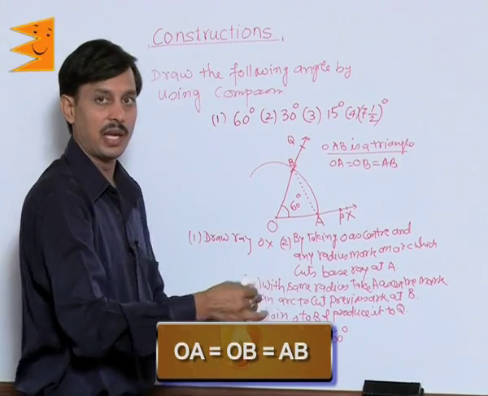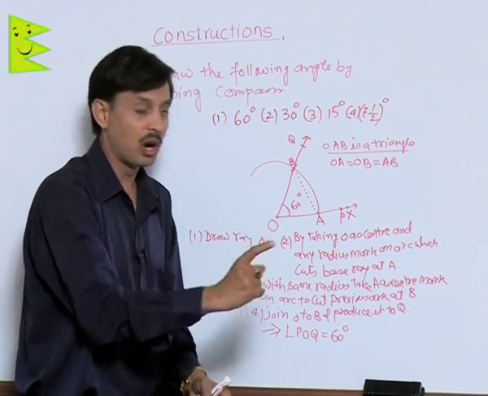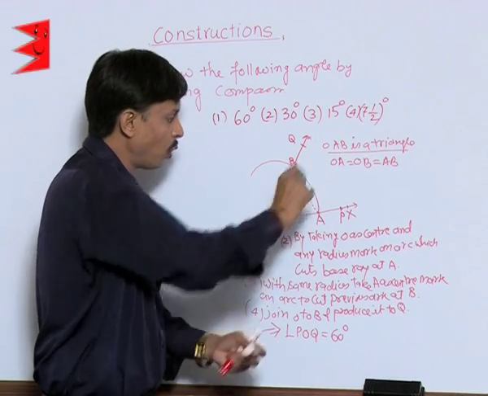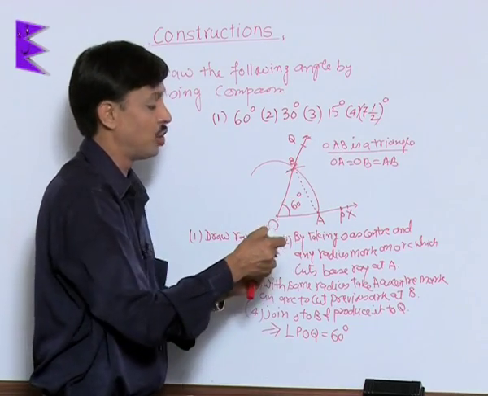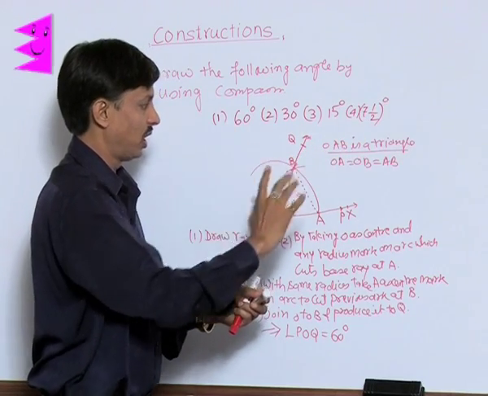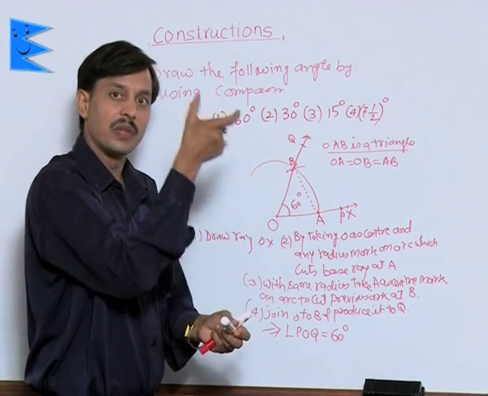You may ask me why this AB is the same as OA. Because when I was marking the second arc from A to the previous arc, I haven't changed the radius. So OAB is a triangle, it's okay. OA is equal to OB is equal to AB, because AB was the same radius.